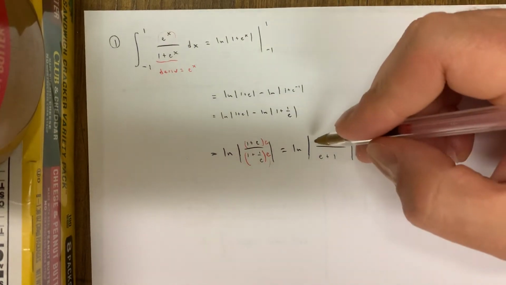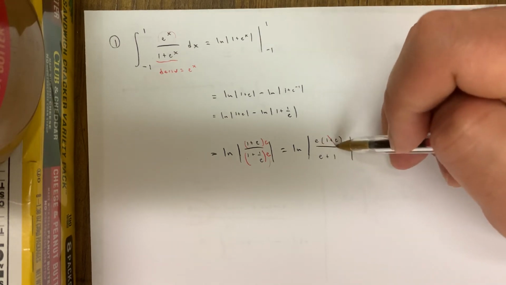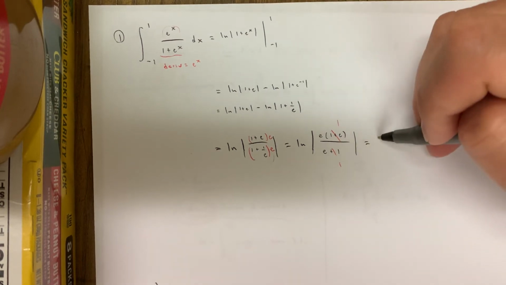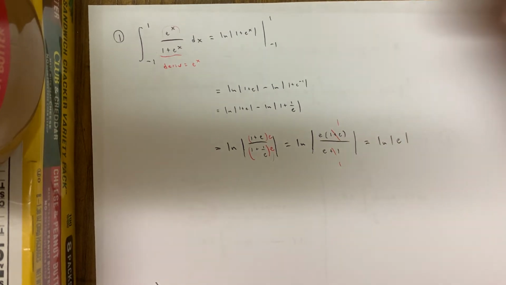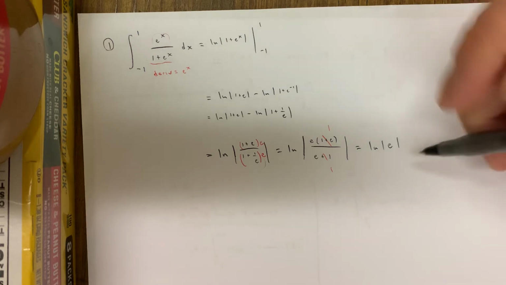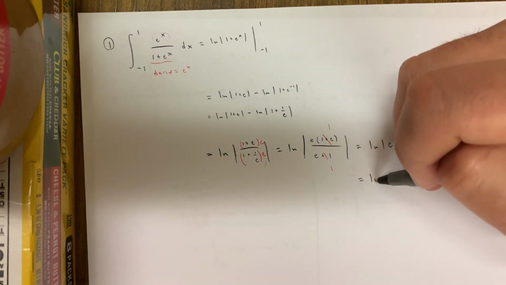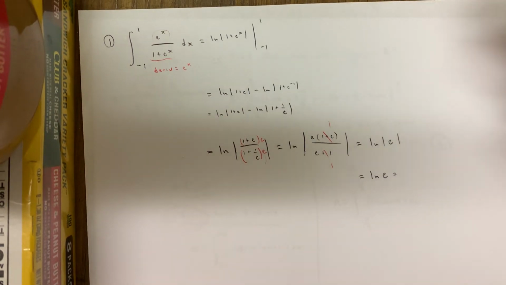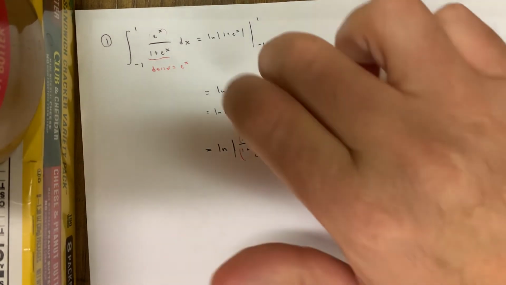If you don't distribute this e inside here, you can see 1 plus e and e plus 1. They cancel. They're the same thing. So we really end up with the ln of the absolute value of e. Remember, e is approximately 2.71, yada, yada, yada, Euler's number. It's positive, which means you can just drop the absolute value signs. And perhaps you remember the ln of e is equal to 1. How amazing is it that we end up with an answer of 1 right there?